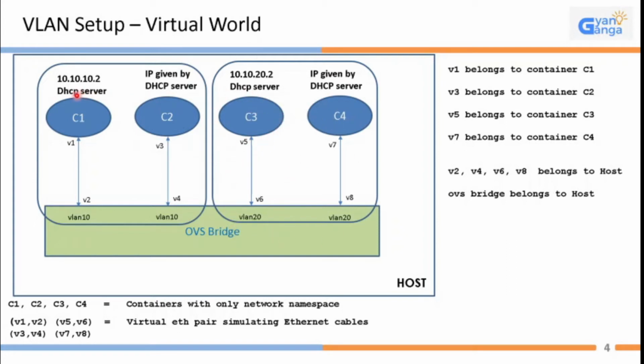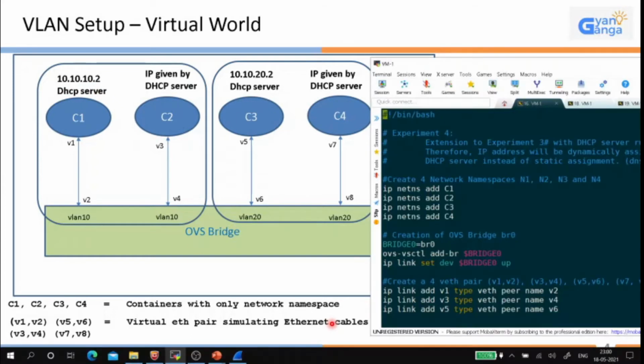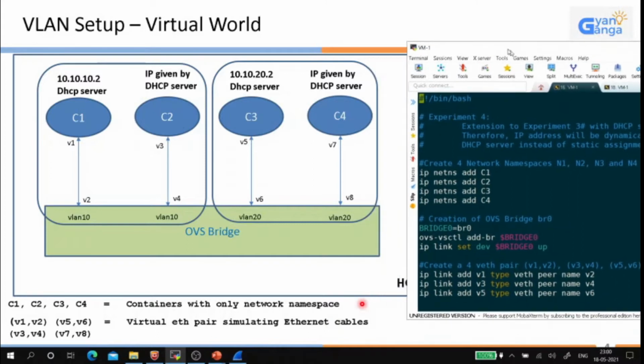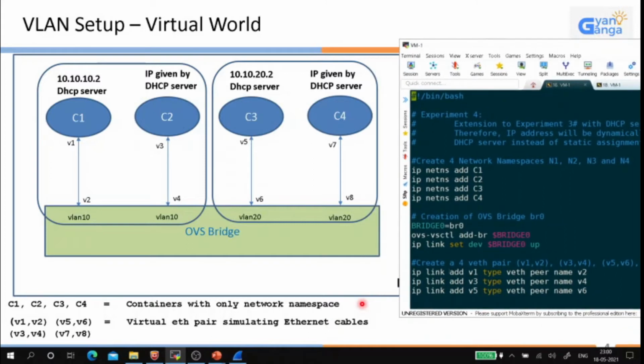And we have already assigned the IP address 10.10.10.2 for the DHCP server in C1, 10.10.20.2 for the DHCP server in C3, and the IP addresses allocated will be from a /24 network. So we will move on to look at the script, how to deploy this practically.